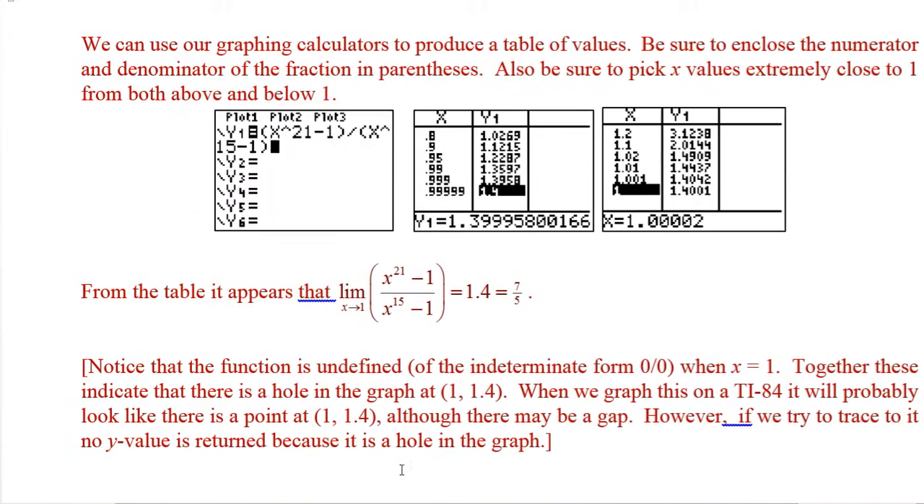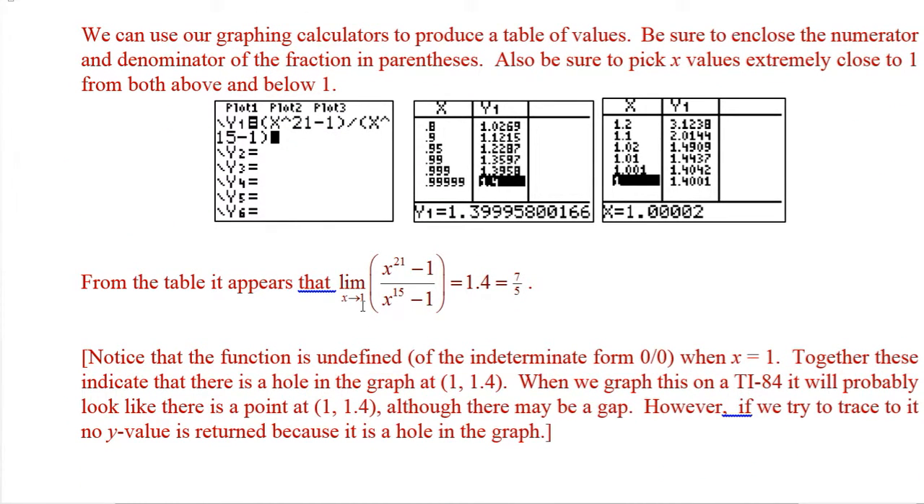Now notice this function is a typical one that we encounter in calculus a lot, where if we actually plug in x equals 1, 1 to the 21st is 1, minus 1 is 0. 1 to the 15th is 1, minus 1 is 0. So it is of the indeterminate form 0 over 0. When that happens, the limit could be anything. It may not exist. It may go off to infinity or negative infinity. Or it may be some real number. That indeterminate form, 0 over 0, really doesn't tell us anything. It tells us we have to look more into it.